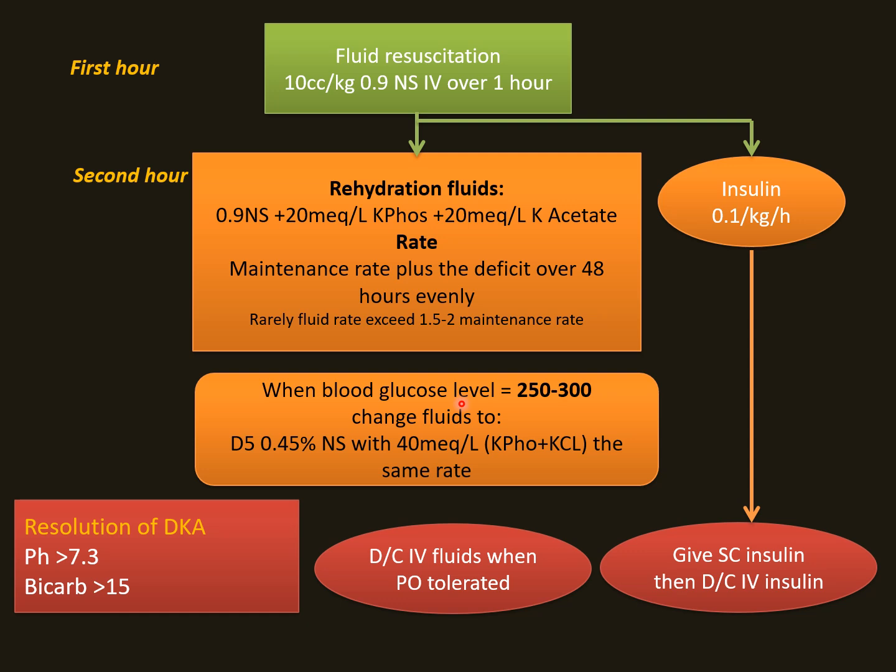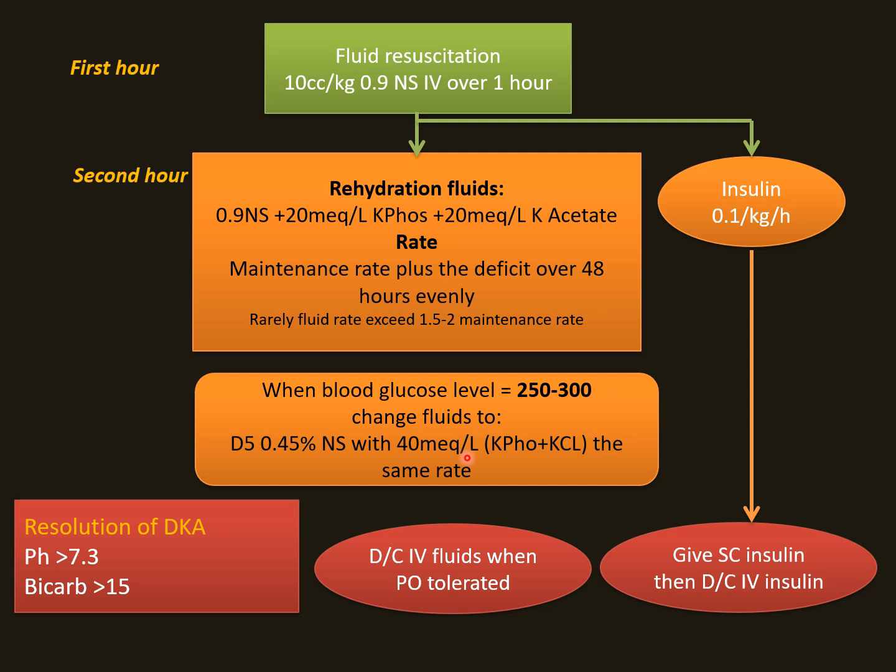When the blood glucose level is between 250 and 300, you need to change the IV fluid from normal saline to D5 normal saline with the same potassium and the same rate. You may change the potassium acetate to potassium chloride. Remember that the blood sugar will correct before the acidosis, so we need the insulin to correct the acidosis. So you need to continue the insulin until the acidosis is corrected.